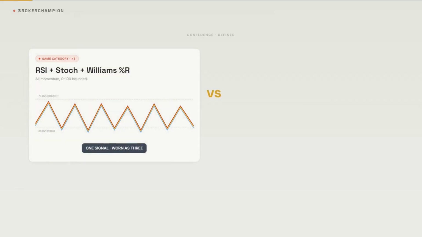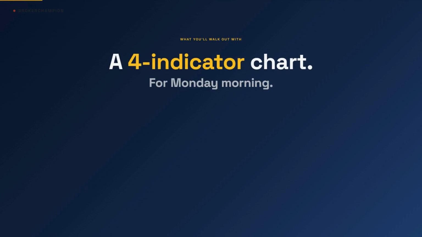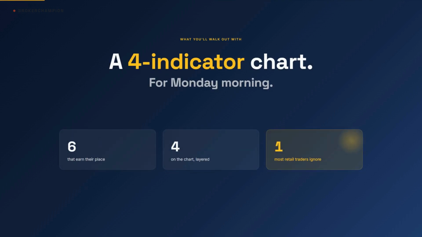3 RSI-style oscillators on one chart isn't confirmation, it's one signal repeated 3 times. 3 indicators from 3 different categories, that's actual confluence. You'll walk out of this with a working 4-indicator chart you can use on Monday. You'll know the 6 that earn their place, and you'll know the one most retail traders quietly ignore, even though it decides whether your whole strategy works today or doesn't.